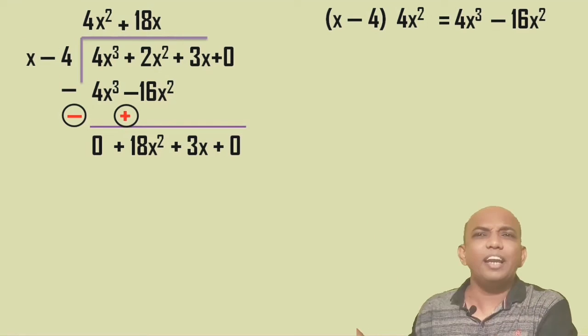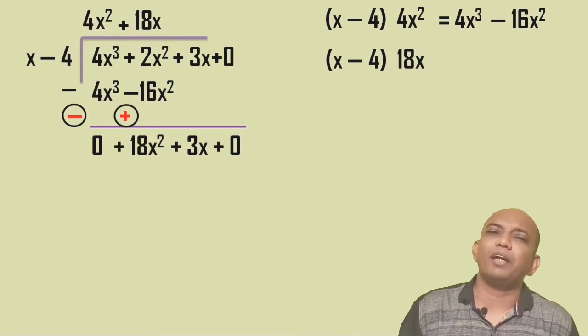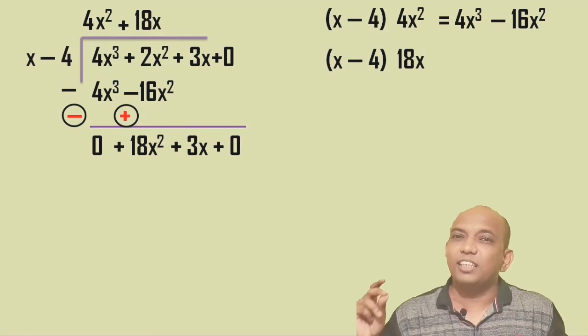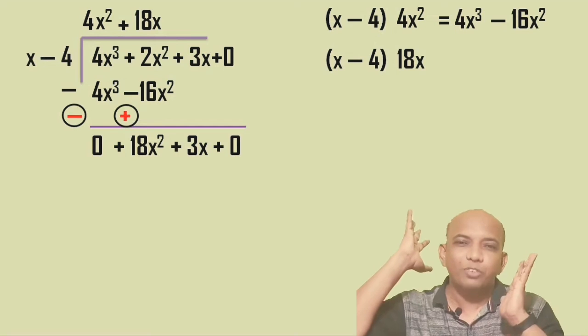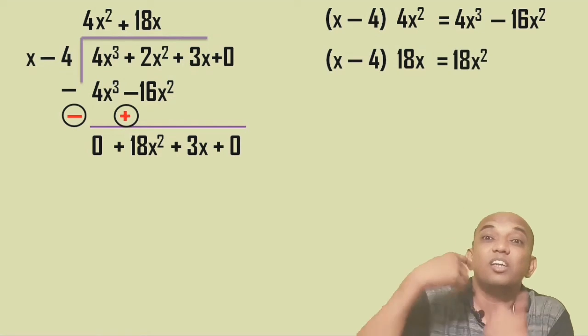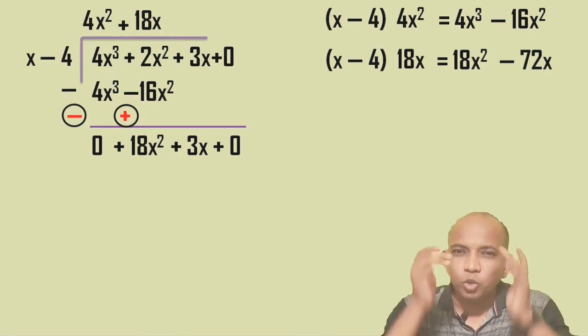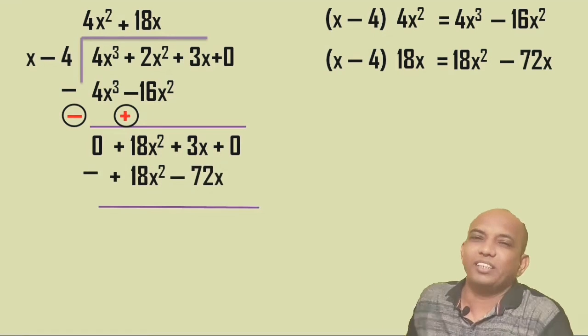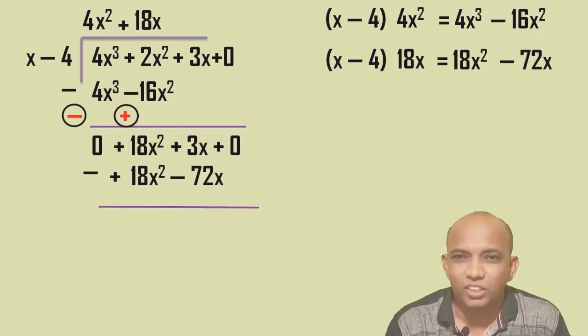And after this, 18x in the quotient will be multiplied by x minus 4. As it is, what do we have? Yes, of course, use the fountain method. What do we get then? 18x square minus 72x, right? And use these terms for the subtraction in the division the way we are looking on the screen.